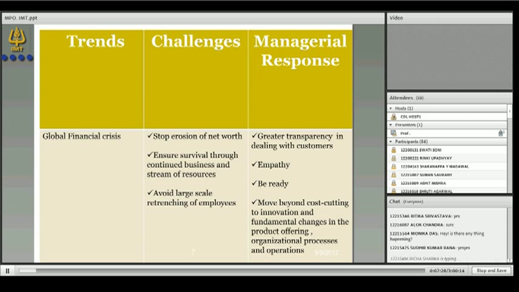Now, before I define what is management and what is organization, what I would like you to view is some of the trends that we have witnessed in the past 3-4 years. What are the challenges and what are the managerial responses, because it's very significant from the organization and a managerial perspective. So we went through a global financial crisis where the challenges were stopping erosion of net worth of organizations, ensuring survival through continued business and stream of resources, avoiding large-scale retrenching of employees. Those were the challenges, but we actually saw harsh retrenchments taking place.